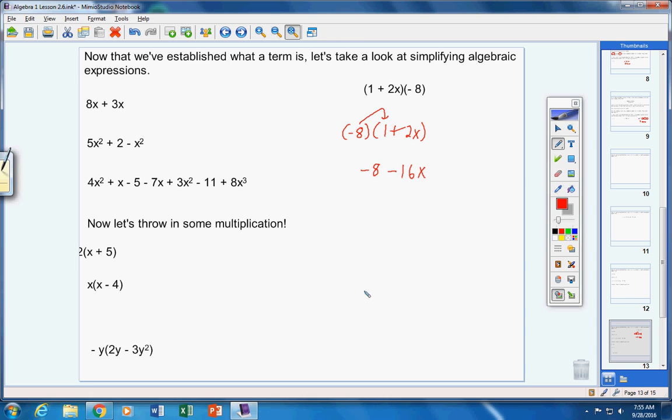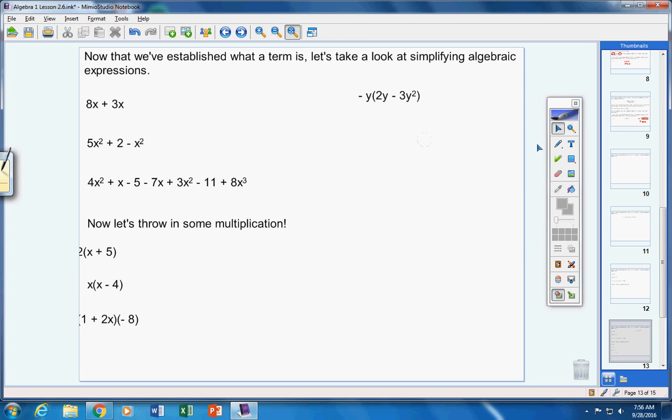8 times 2x is 16x. Let's go over this again. A negative times a positive is negative. 8 times 1 is 8. A negative times a positive is negative. 8 times 2x is 16x. We know we're finished because we have no like terms right here. None. This is a constant term. This is an x term. They are unlike terms. Let's try another one.